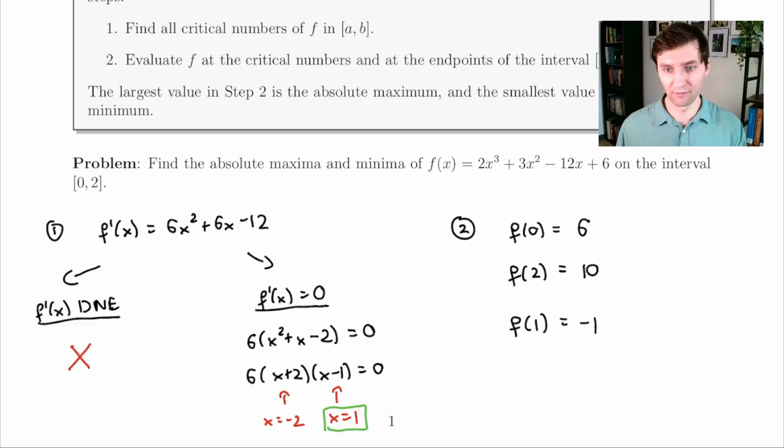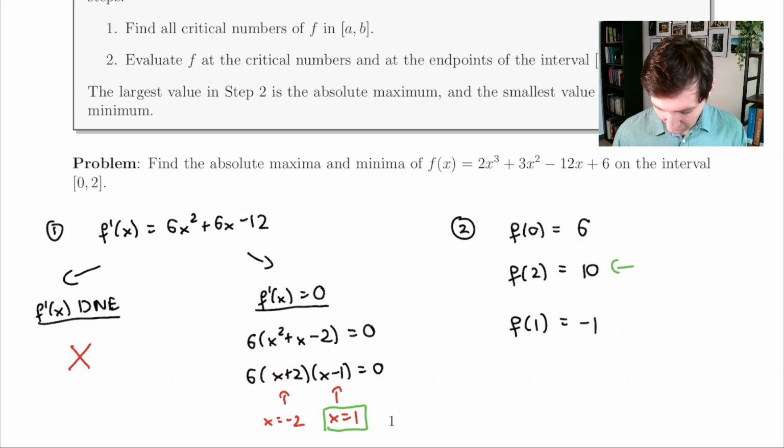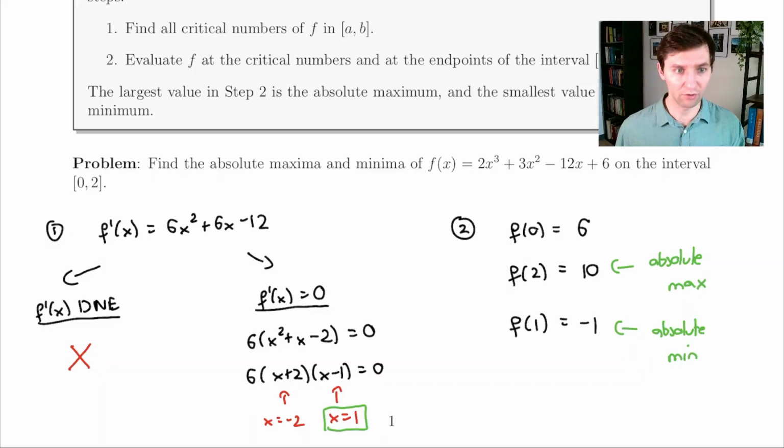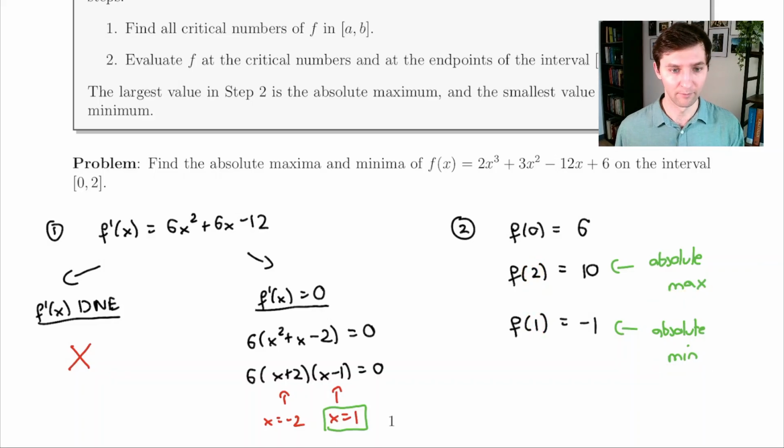Now ask yourself, out of these three numbers, which one's the biggest? 10 is the biggest, which means that according to the closed interval method, this is the absolute maximum of this function on the interval from 0 to 2. The smallest value is negative 1, which means negative 1 is the absolute minimum of this function on the interval from 0 to 2. Absolute maximum occurs at the endpoint. Absolute minimum occurs at the critical number.